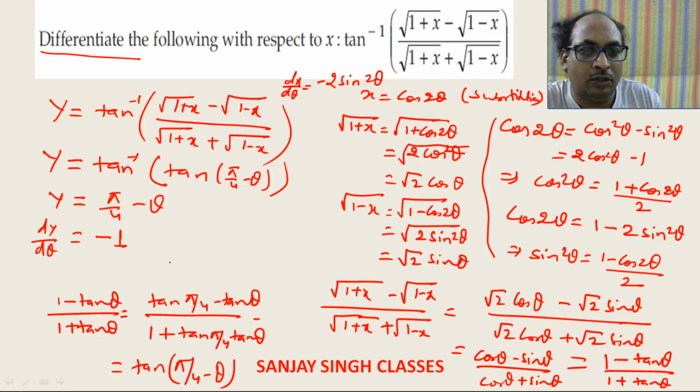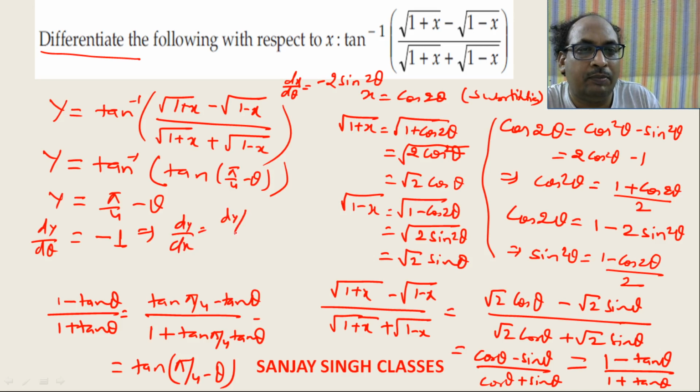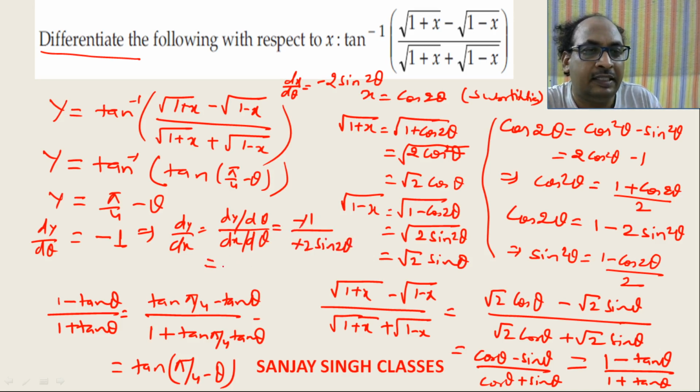Okay. So here what we will be getting? dy by dx we need to find. I need space. So dy by dx is equal to dy by d theta divided by dx by d theta. And this one, dy by d theta is minus 1, dx by d theta is minus 2 sin 2 theta. Minus minus will get cancelled, and we get 1 by 2 sin 2 theta.